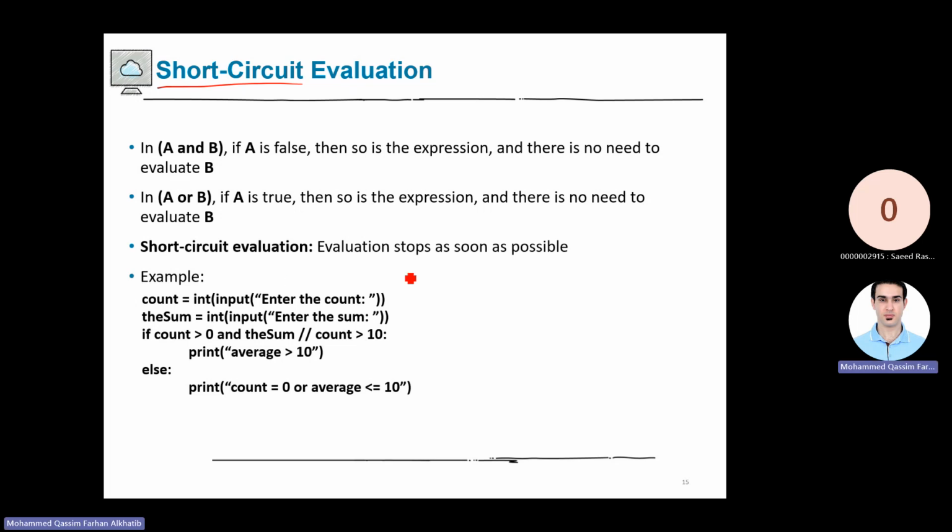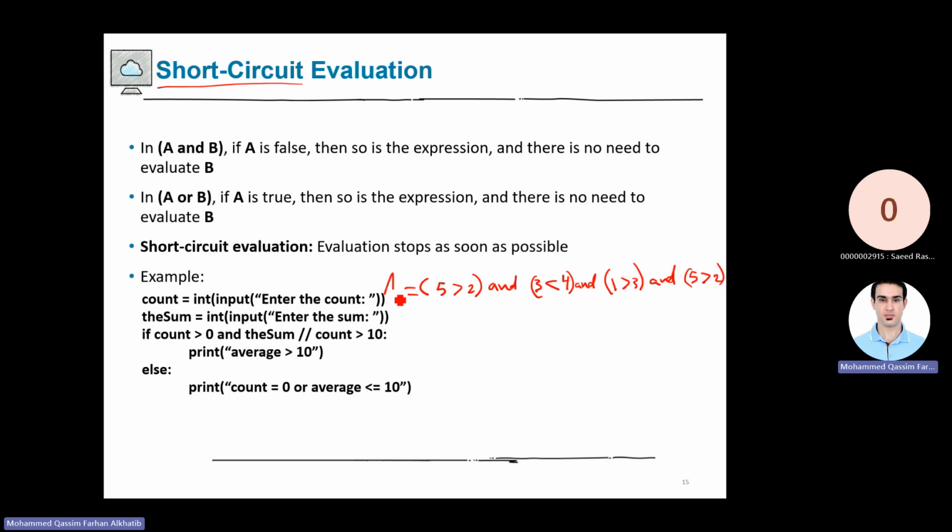Like, for example, I have 5 larger than 2 and 3 less than 4 and 1 larger than 3 and 5 larger than 2, and assume you have a lot of ands and you want to evaluate the result of this expression.